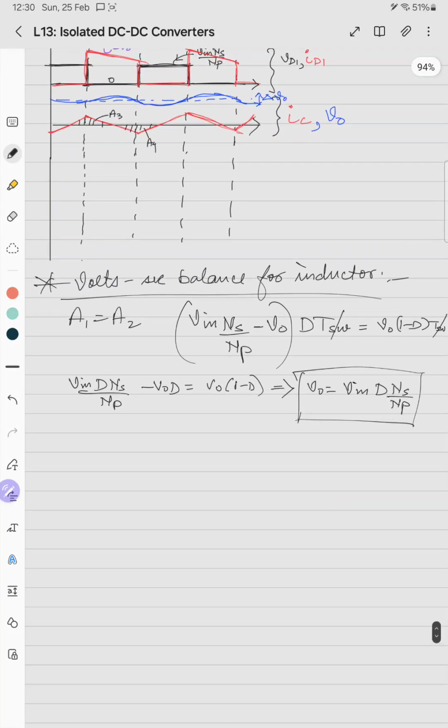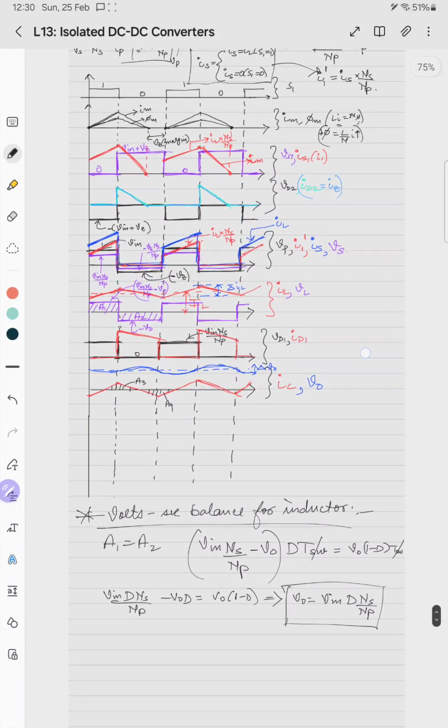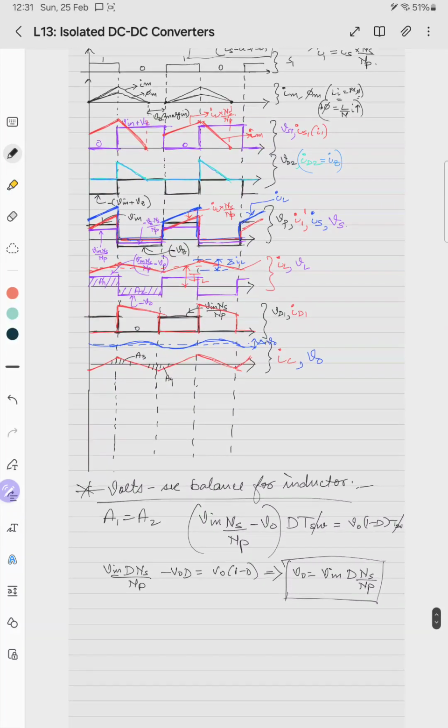Now here an additional turns ratio comes into the picture. So NS by NP can be set in such a way that we can change the gain; a separate gain is added. By equating A3 equals A4 we can get the value of the capacitance, or we can get that the average value of the inductor current goes to the load and the average value of the capacitor current will be 0. And the same formulas we can use for finding the required inductance and required capacitance in terms of delta IL and delta V naught.